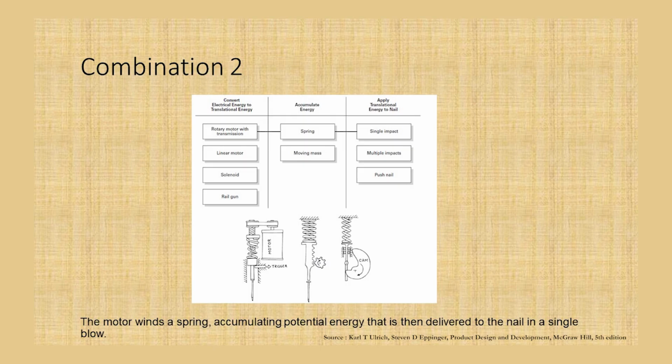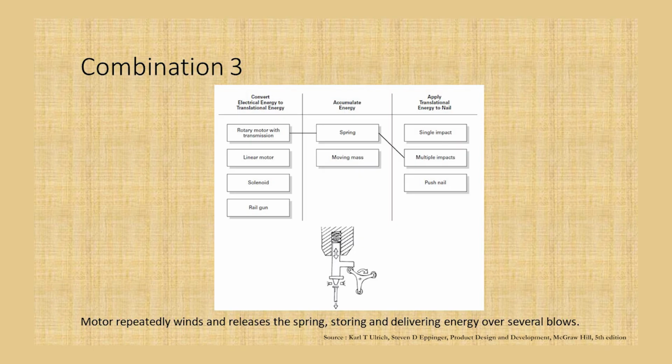The other could be a rotary motor with transmission combined with a spring and giving a simple impact. This rotary motor could work through a cam mechanism or through a rack and pinion mechanism. This rotary motor combined with the spring, of course, and giving just one impact, could be another concept. The motor winds the spring, accumulating potential energy that is then delivered to the nail in a single blow. Here you see this is again using the rotary motor with the spring, and the impacts will be many different times.